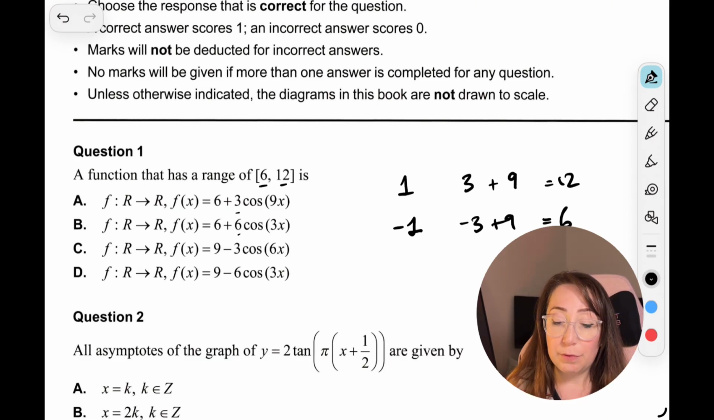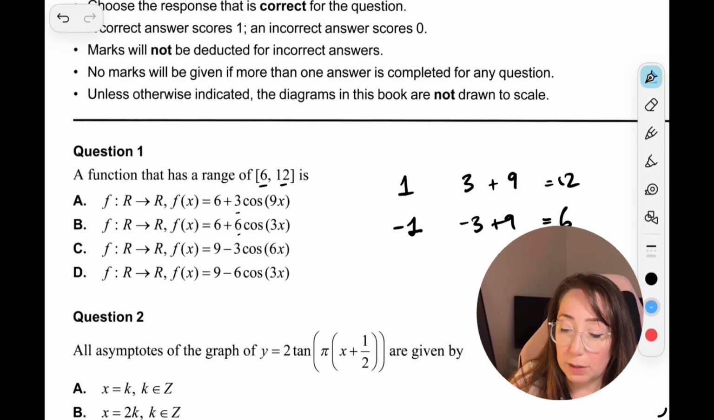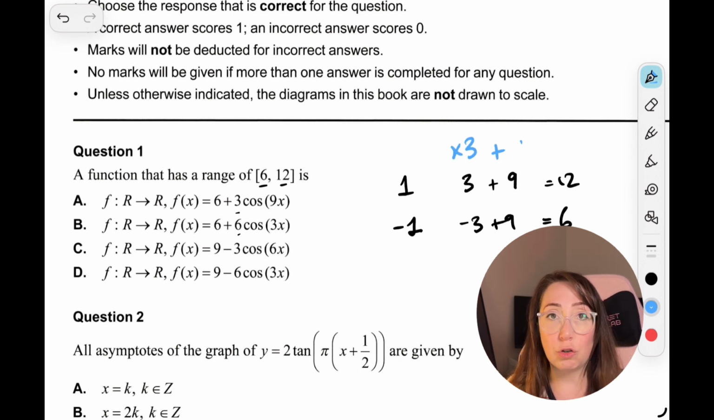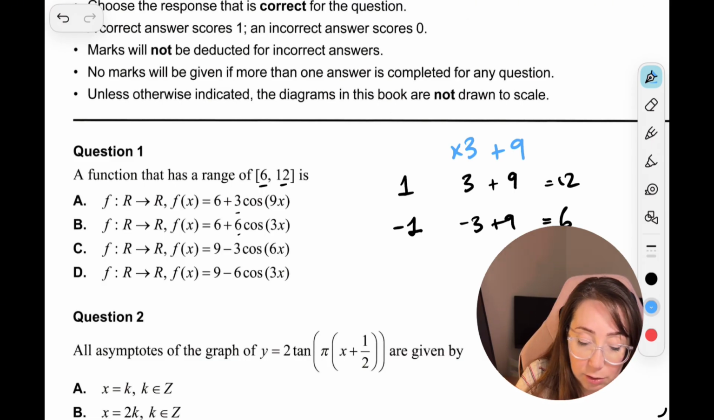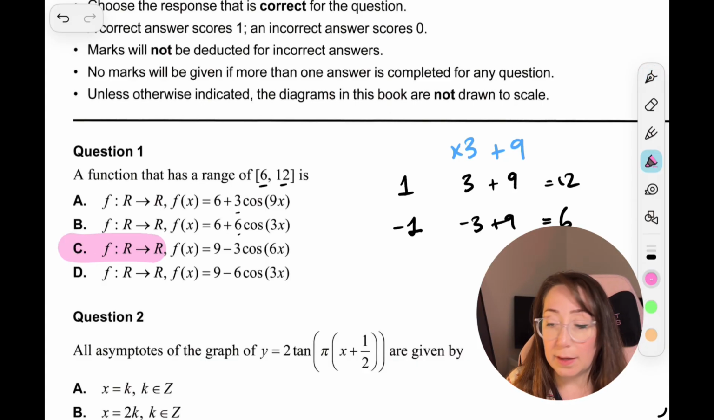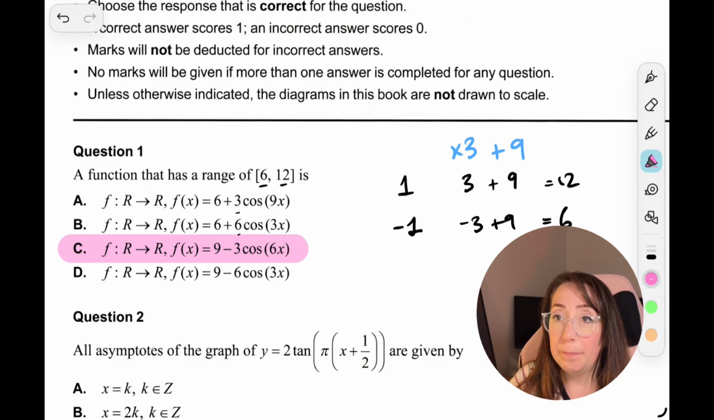So it was just a bit of trial and error that I chose those numbers, but it looks like I'm going to be multiplying by 3, adding 9. Obviously, you can try multiplying by 6 as well. Either way will work. So times by 3, add 9. That's going to then be C. It doesn't matter that there's a negative, it just means there's a reflection there.